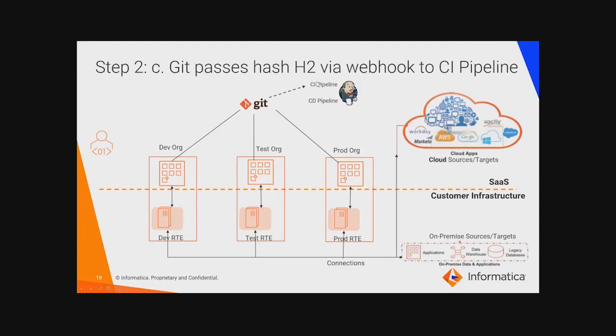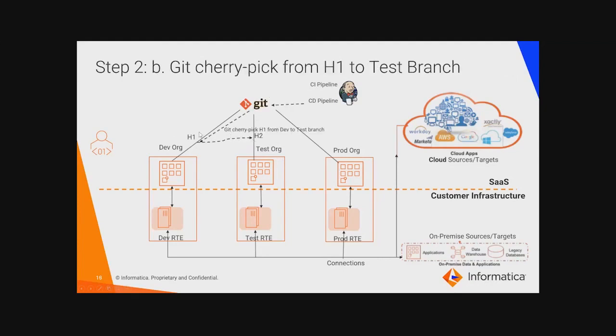Okay, again it gets triggered. Now here one thing, just to make sure we understand, when we say H1 and H2, what will happen is, in the dev branch the commit might be H1. In the test branch, when we commit it, it will be H2. It will be a totally different commit.